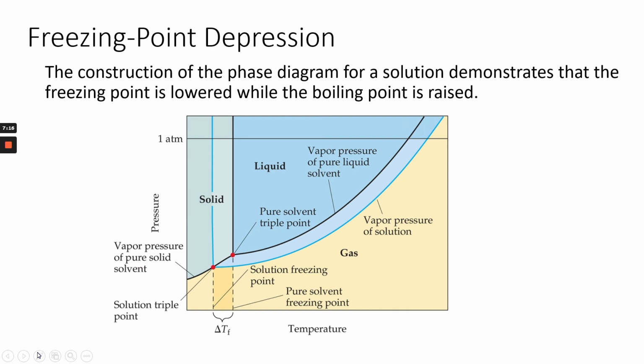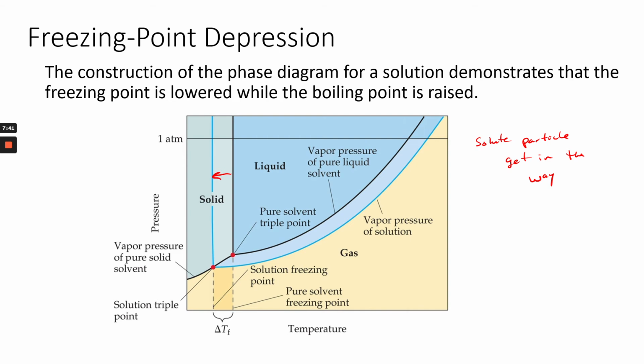The construction of the phase diagram for a solution demonstrates that the freezing point is lowered. And the reason why the freezing point is lowered is because now your solute particles get in the way. What do I mean by that? In order for you to freeze, you need your solvent particles to become very close to each other.